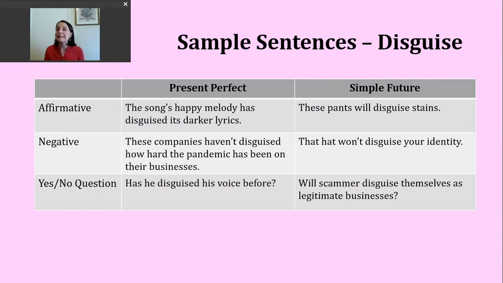Lastly, if we want to make a yes or no question in the simple future using will, that's the word we're going to start with. We're going to start with will, then our subject, and then the base verb. You can see that in the example sentence here. Will the scammer, or I think this should be plural, my apology. Will the scammers disguise themselves as legitimate businesses?